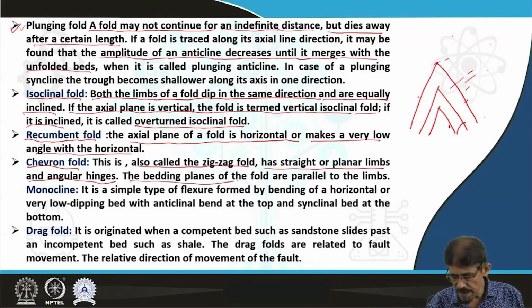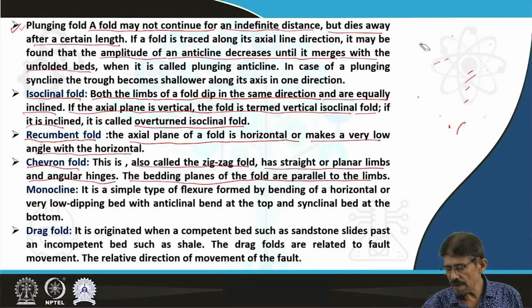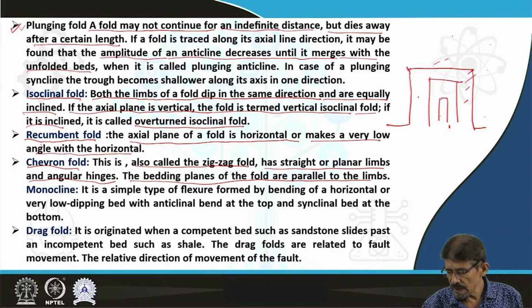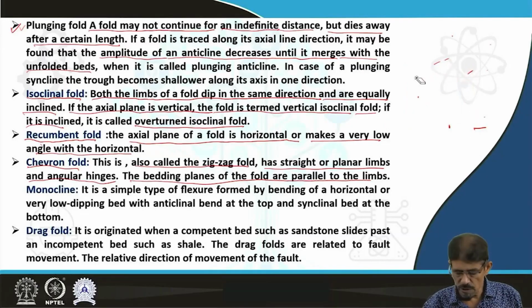The bedding planes of the folds are parallel to the limbs. Here you can see these are parallel to the limbs, and the main feature is the pointed crest. In some cases we have two hinges, that is the box fold. Here one hinge, another hinge. They are also pointed at some corner.